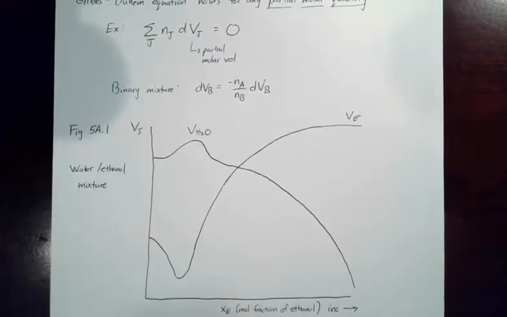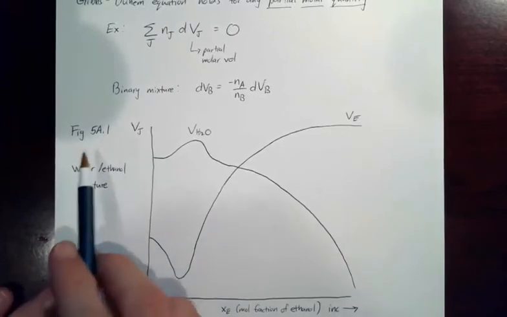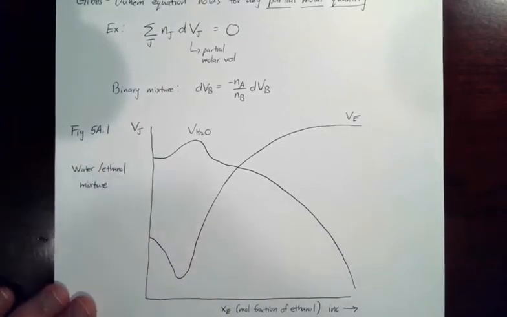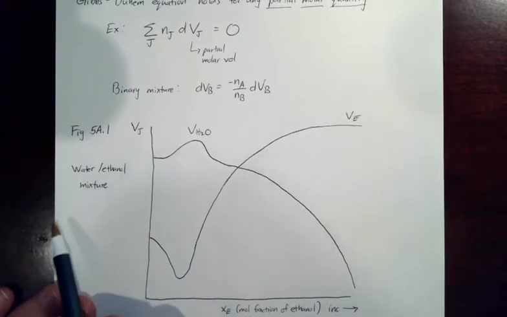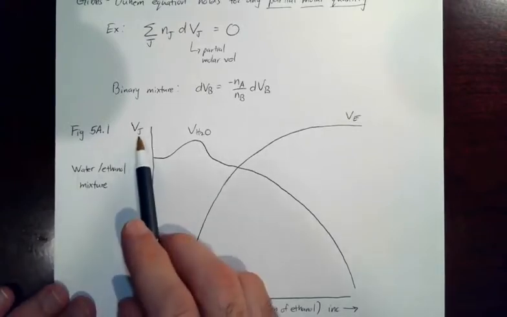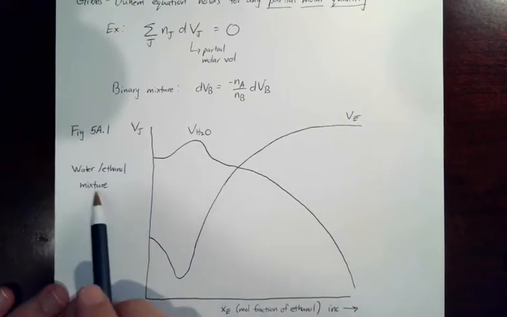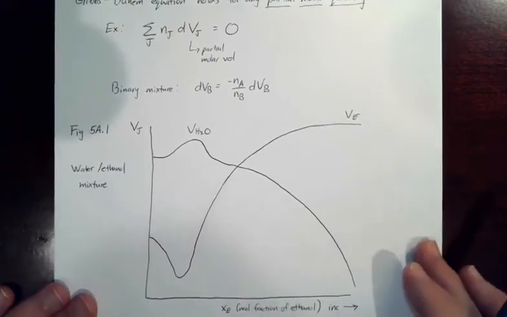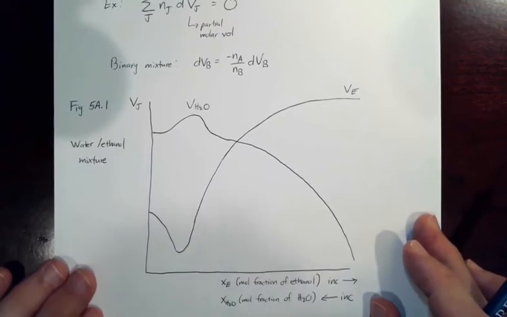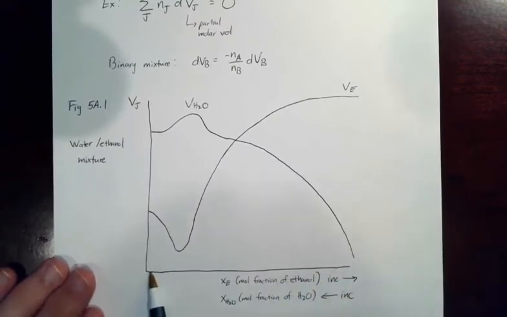Okay, so I've drawn this graph. This is figure 5A.1 in your textbook. And this is a graph of the partial molar volumes, Vj, in a water ethanol mixture as we change the composition. So the x-axis is the mole fraction of ethanol. So it's increasing as we go to the right. So as we go to the right, we're adding more ethanol.